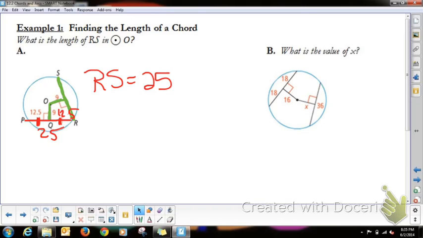What is the value of X in example B? And again, the chords are congruent. 18 and 18 is equal to 36, and because these segments that went from the center of the circle out to the chord are perpendicular, that means that they are congruent to each other. So if this piece is 16, then X is equal to 16.